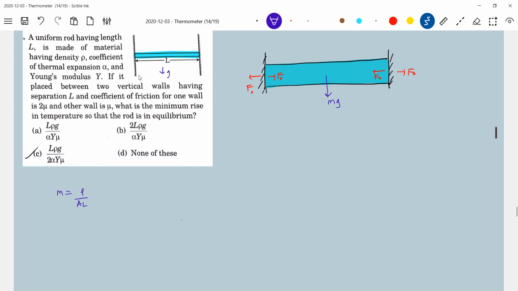Now, if the vertical walls were smooth, what will happen to the rod? Due to weight, it will fall, no? So for that not to happen, I will raise the temperature. The rod wants to expand, but the walls will not permit. So what should be the delta L? Delta L should be equal to L alpha delta theta. Both the walls are rough. Tell me what actually goes on here.